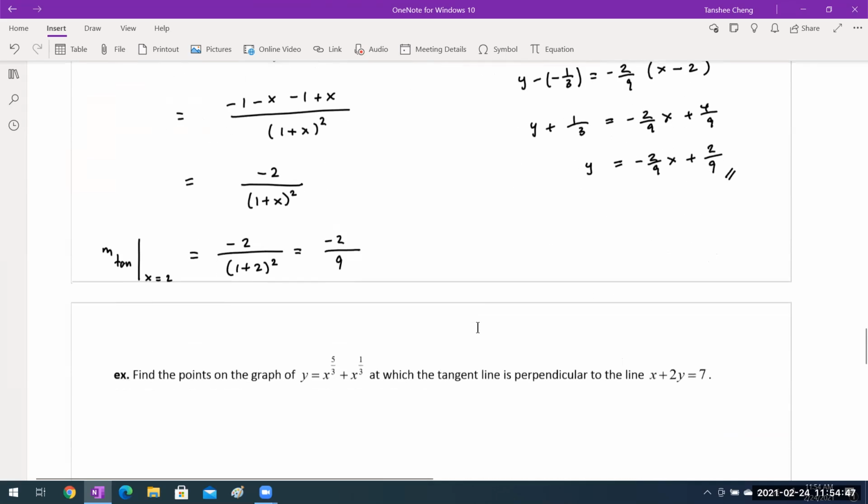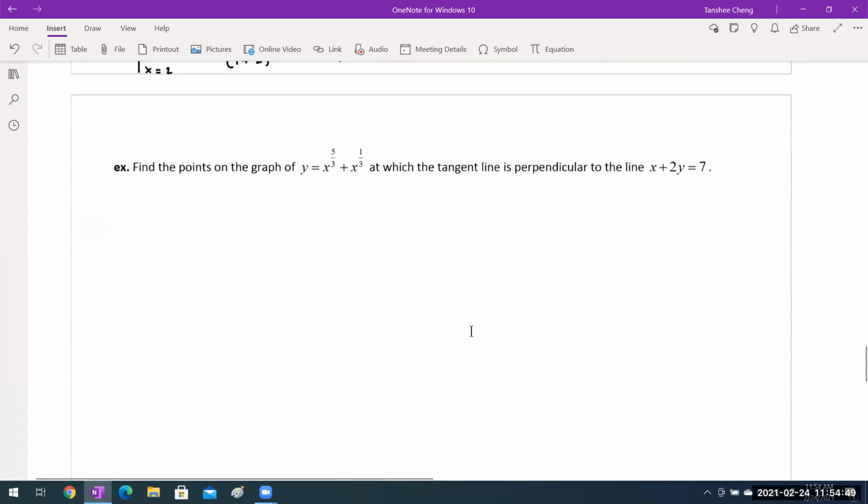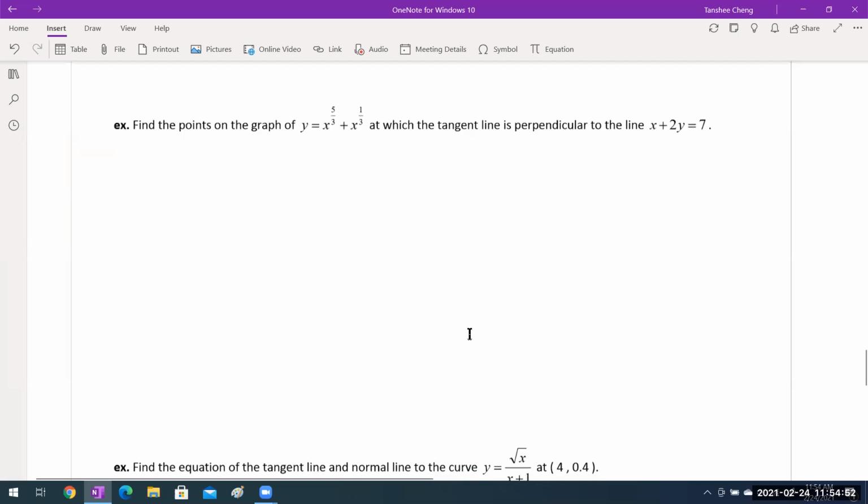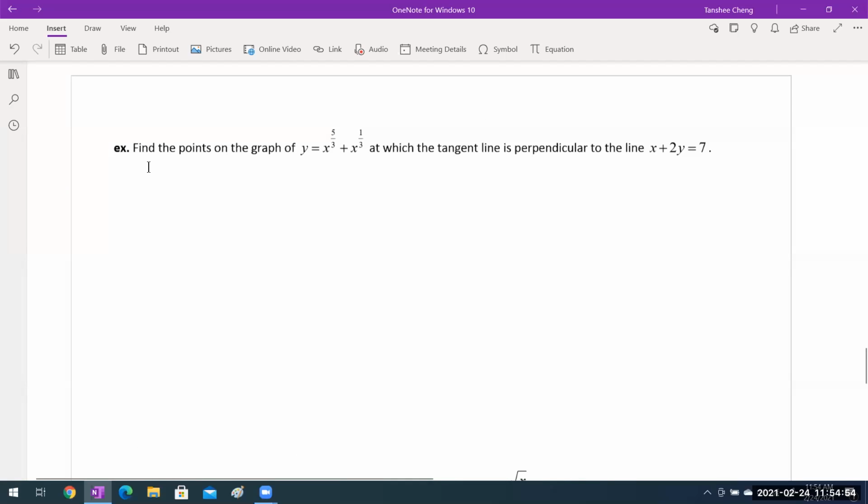Now, continuing to the next example. This time we want to find the points on the graph of this function at which the tangent line is perpendicular to the line of this.